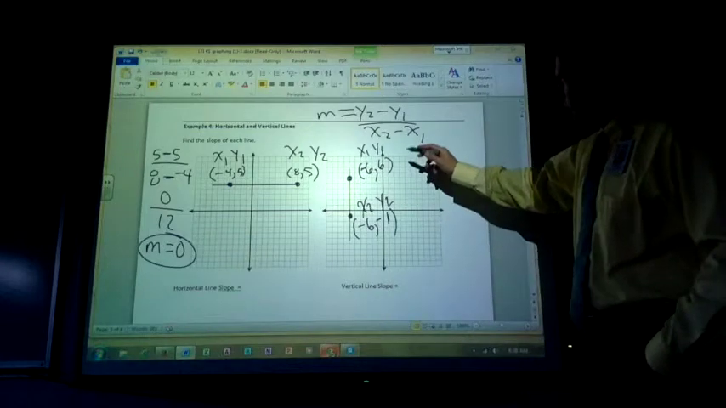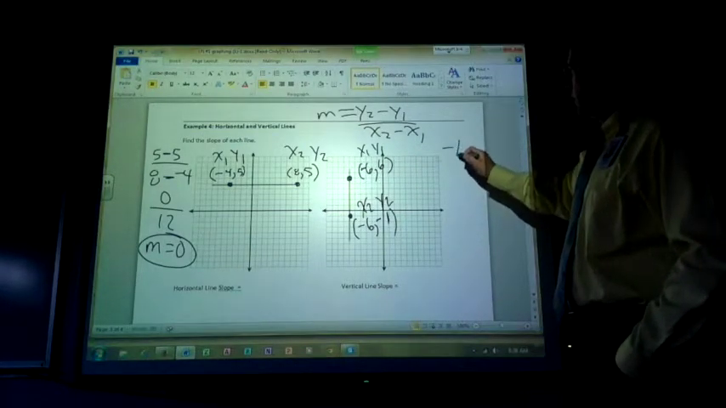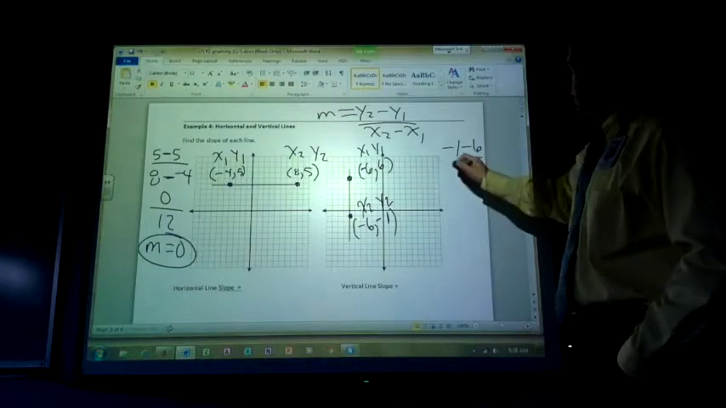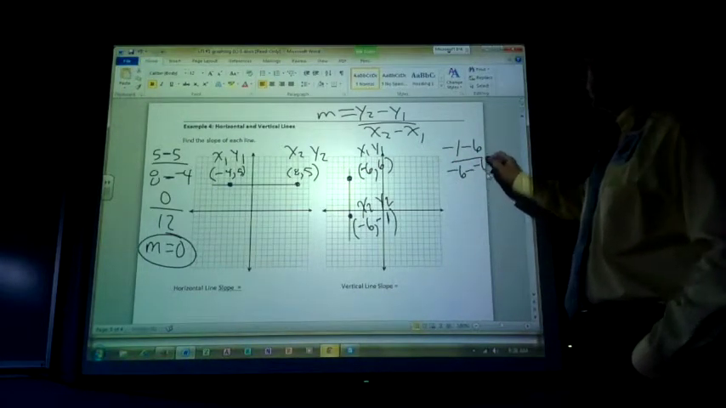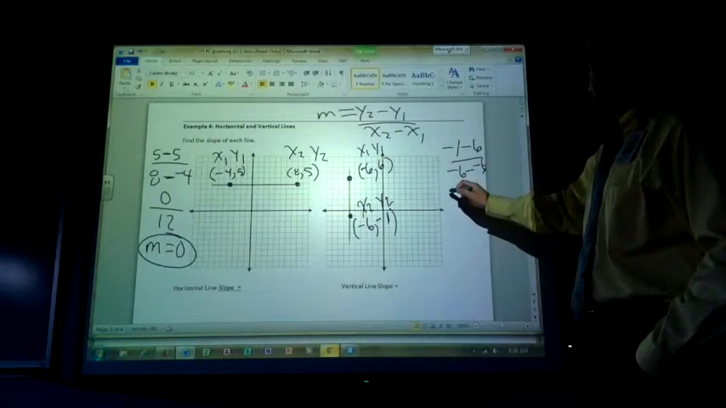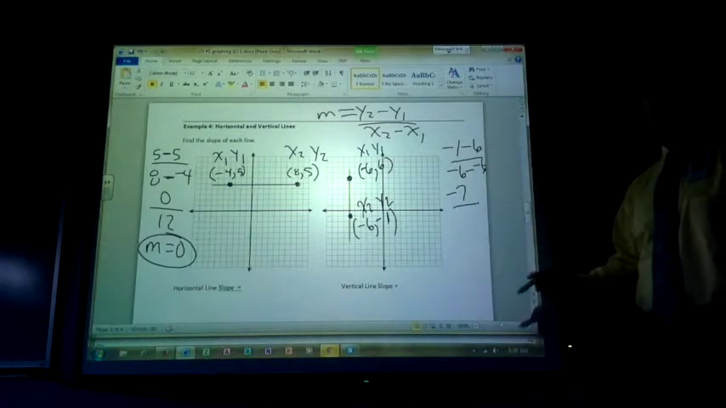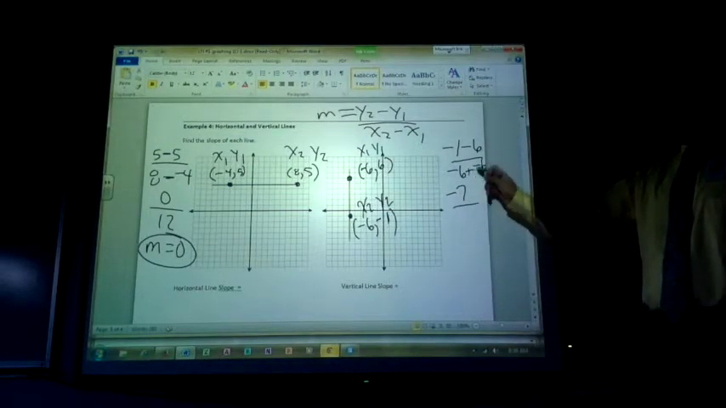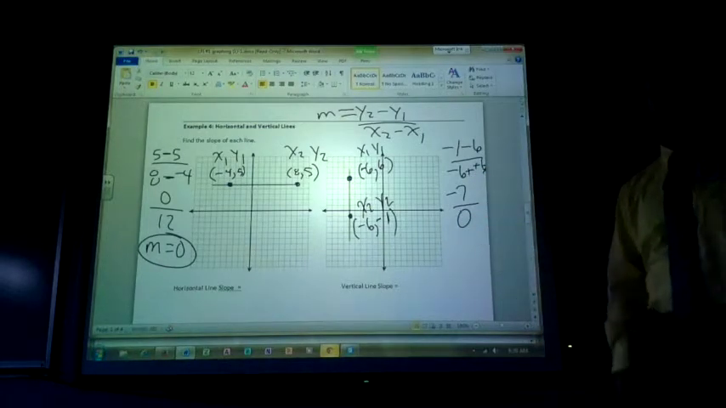All right, the y components. Negative 1 minus 6. And then on bottom, negative 6 minus negative 6. That's a 6. So on top, looks like I'm going to get negative 7. And on bottom, I'm going to get what? Well, that's positive now. Negative 6 plus 6 is 0. So I get 0 on bottom.